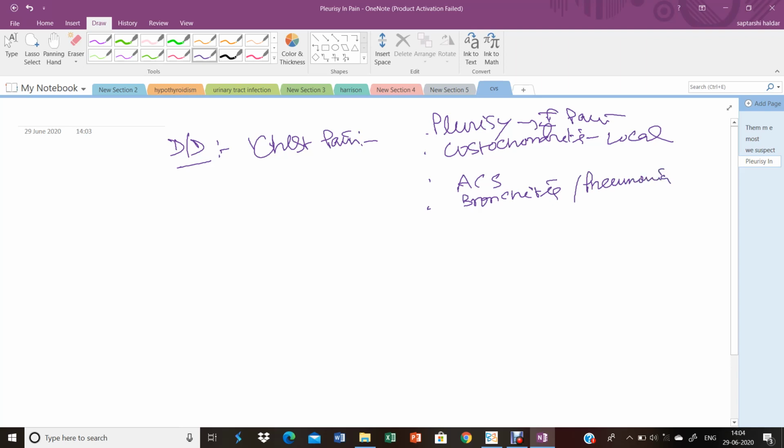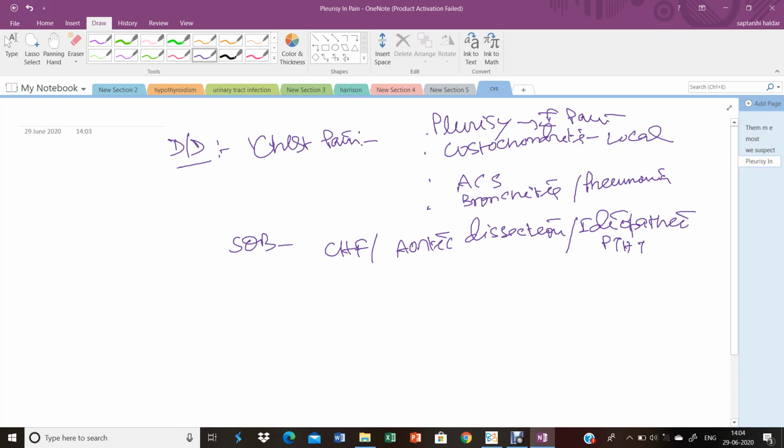For shortness of breath: congestive heart failure, aortic dissection. An aortic dissection patient also has chest pain. Also idiopathic hypertension and pulmonary hypertension. These differential diagnoses of chest pain and shortness of breath, we should exclude.